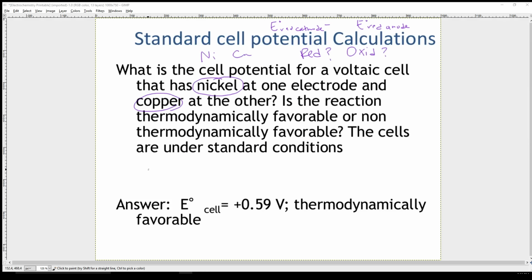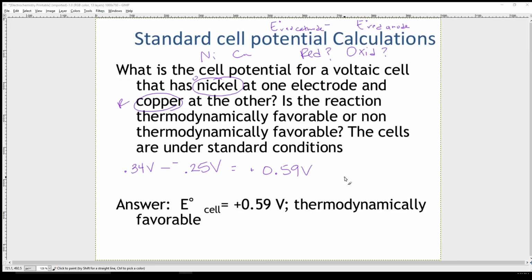So I'm going to say, all right, since copper is being reduced, nickel is being oxidized, I need to take 0.34 volts minus negative 0.25 volts. So it's the thing that's being reduced minus the thing that's being oxidized, the cathode minus the anode. And this number will come out to positive 0.59 volts.